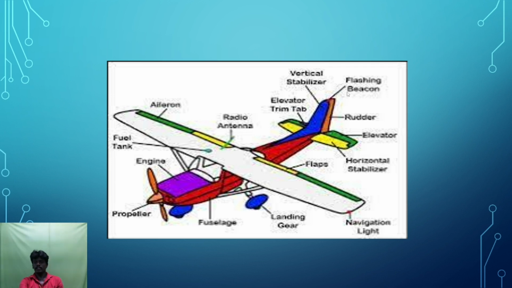These are the tail empennage, the entire stabilizer assembly is called the empennage. These two are horizontal stabilizers, these ones are vertical stabilizers. The orange represents the rudder, the green represents the elevator, and the small places represent the trim tab.